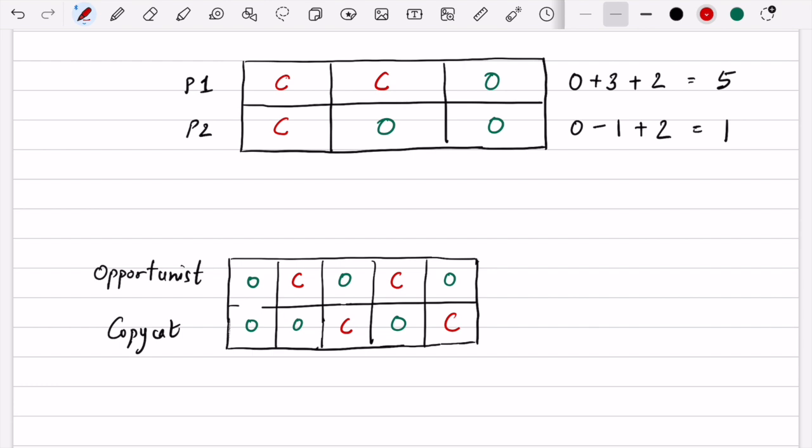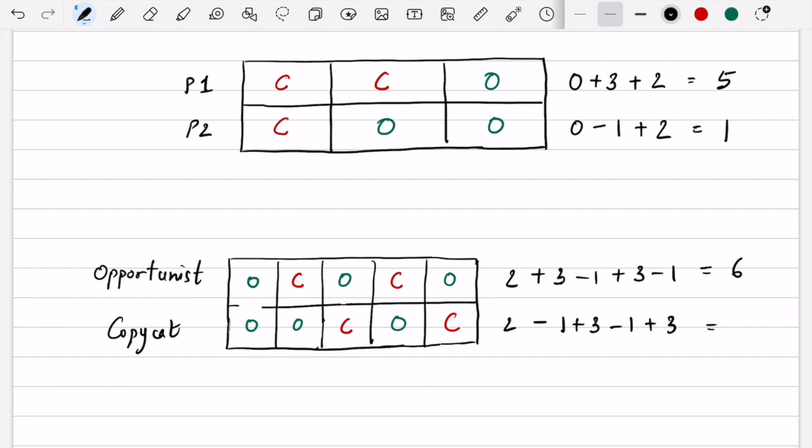Okay, so let's calculate their total payoffs. From the first round, both gain 2. In the second round, the opportunist gains 3, the copycat loses 1. And it's the reverse for the third round. And now it keeps alternating. And the total payoff for both of them is 6.